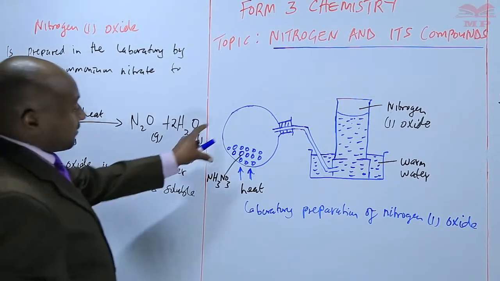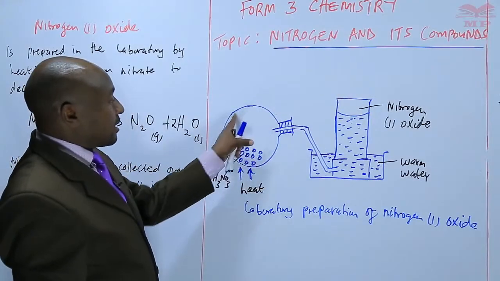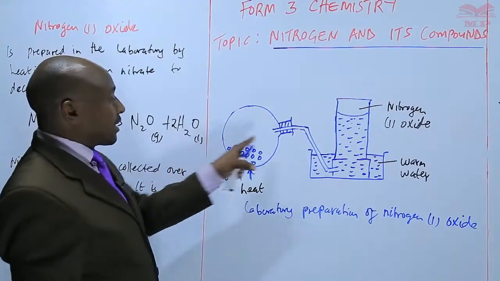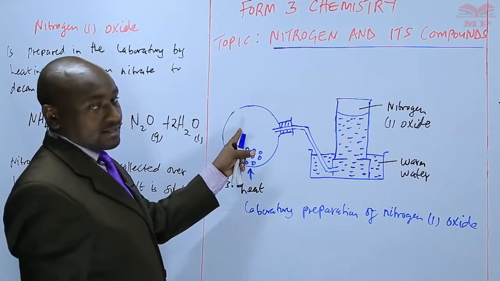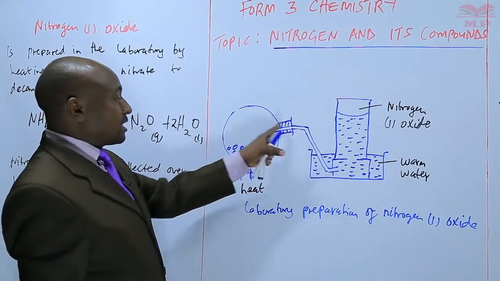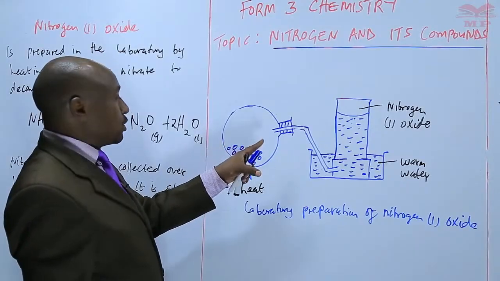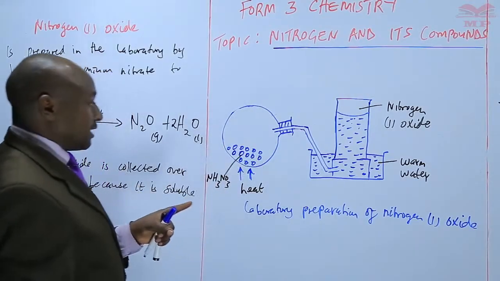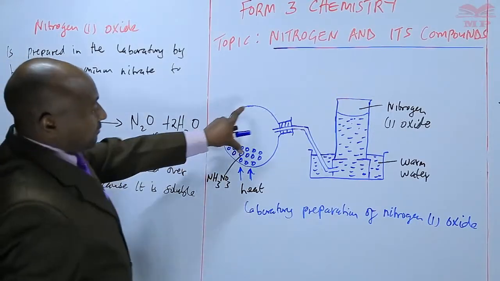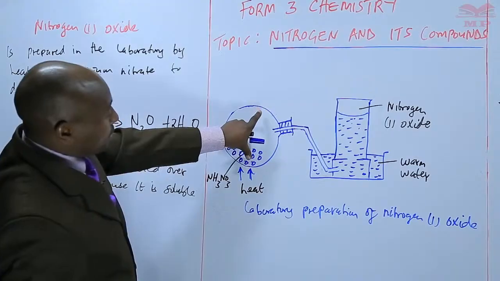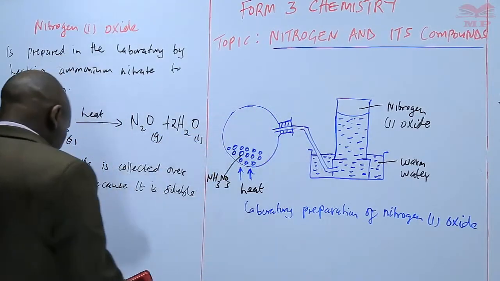So we should put the flask in a slanting position to make sure that the water that is produced does not flow back into the hot flask. Because if it flows back into the hot flask, it would break, or it would cause cracking of the flask. So basically it is important that we place the flask in a slanting position so that the water that is produced does not flow back.